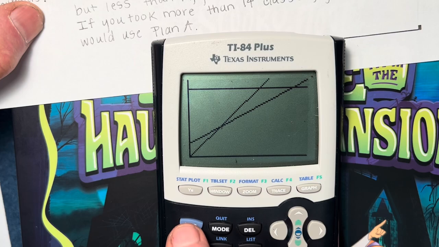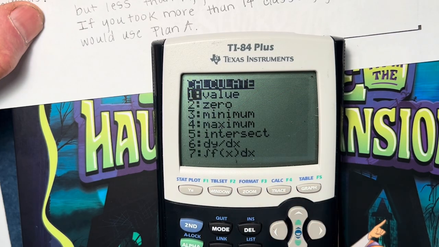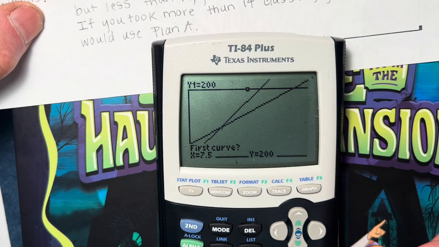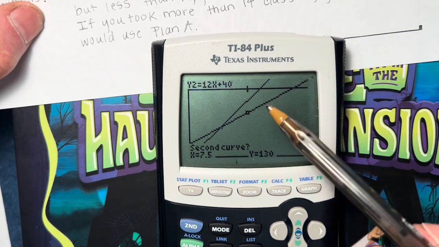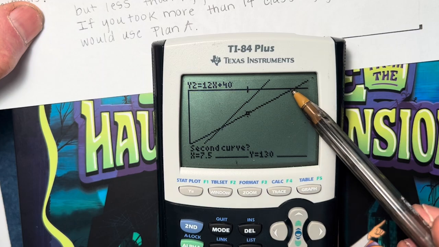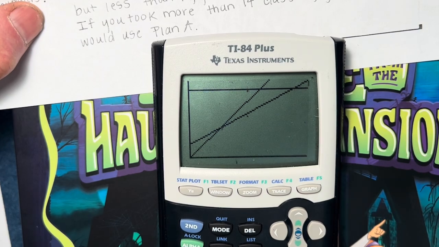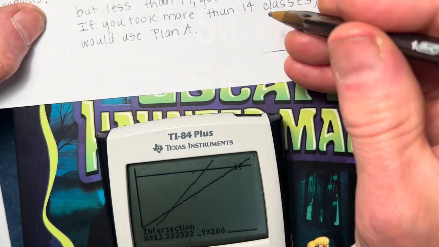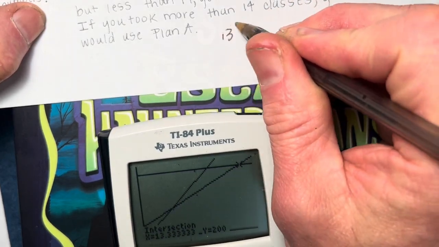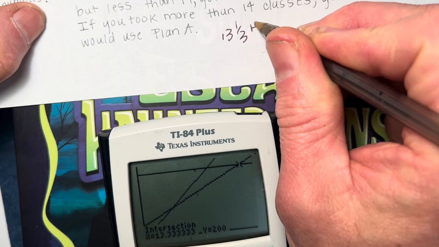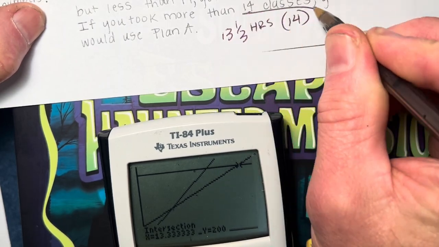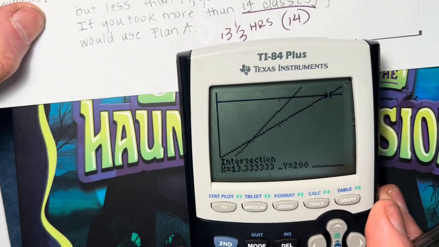If I go second and trace, I get to the calculate, and if I hit 5, it'll tell me, oh, it's this line, okay, and I hit enter, and then this line. Well, these 2 lines intersect out there, so I'm going to hit enter, and then I'm going to write that down, 13 1/3 hours, okay? So 13 1/3 hours. If I take more than that, so that's going to be 14 classes, you'd use the flat rate.